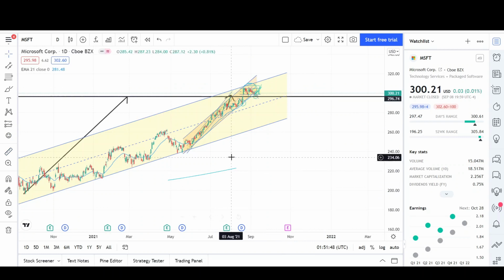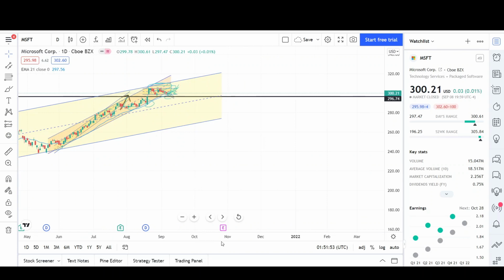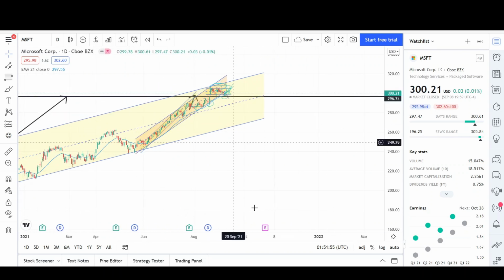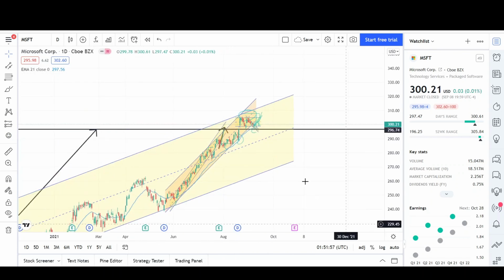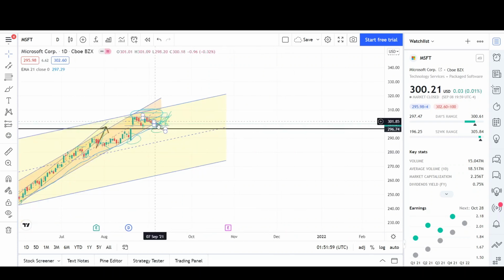You know, it's not something I would be interested in unless you want to hold for the very, very long term, maybe 10 or 15 years. But for a trade right now, taking a long would be aggressive. I would wait for more confirmation.